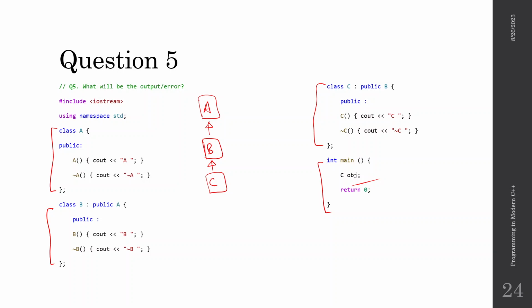Since the C object is created, the C's constructor will be called. But before that, you have to remember that C inherits from B, so first the B object will be initialized. And one more thing you must remember, that in case of constructors, first the initializer list is executed. All the variables are initialized by the initializer list, and only then is the constructor body called.